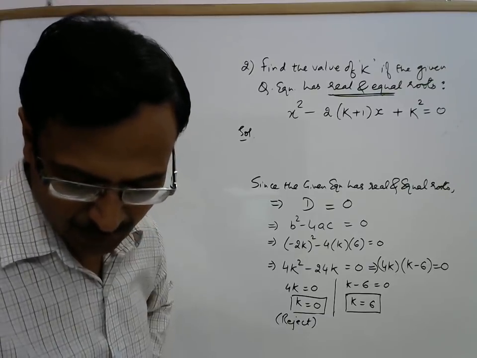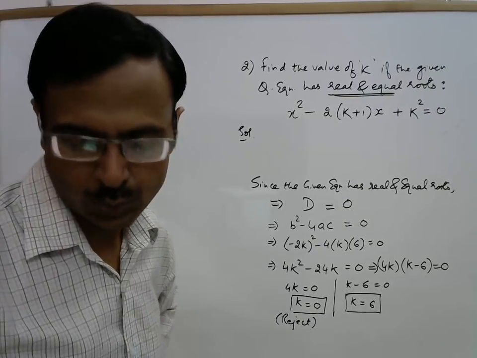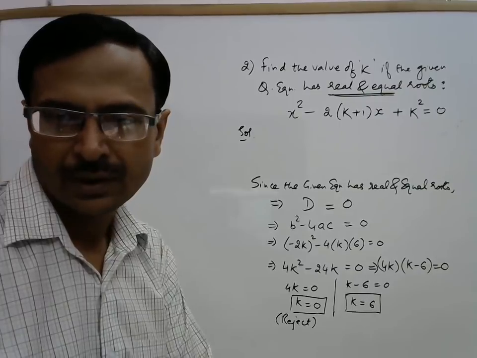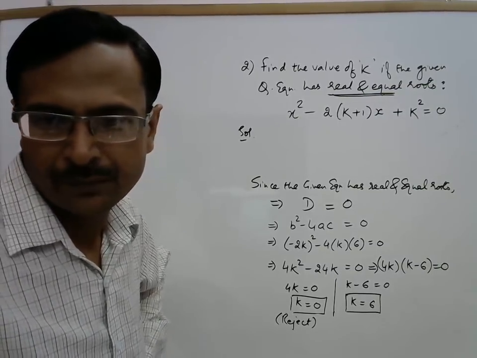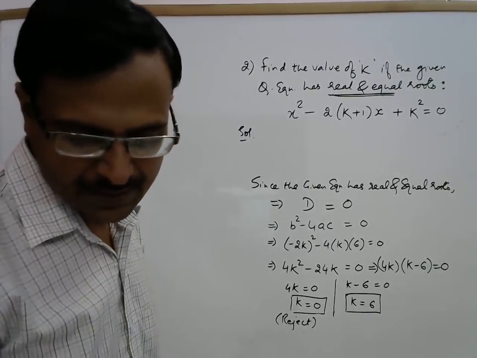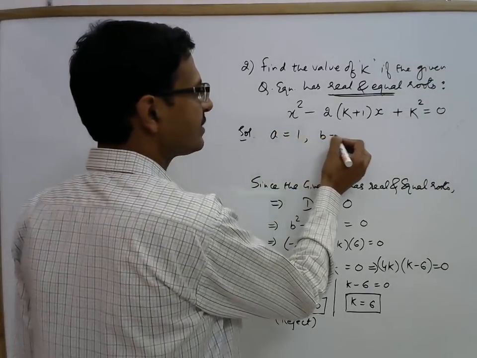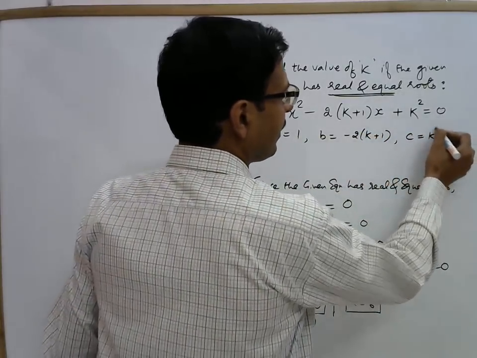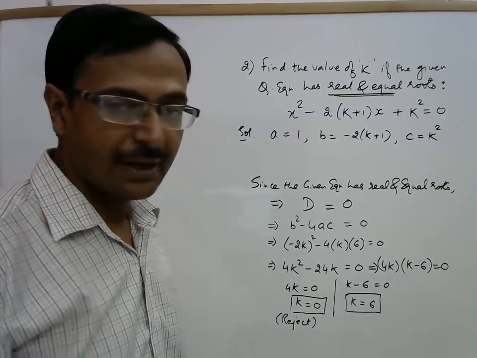So I've got one answer now. Shiv Shankar is saying minus 1 by 2. So let's wait for the confirmation by others. He is saying minus 1 by 2. In the meanwhile, I'll just write the steps. In this, A is 1, B is minus 2 into (k plus 1), and C is k square. Remember, if you write the values of A, B, and C wrongly, then the entire thing becomes wrong.